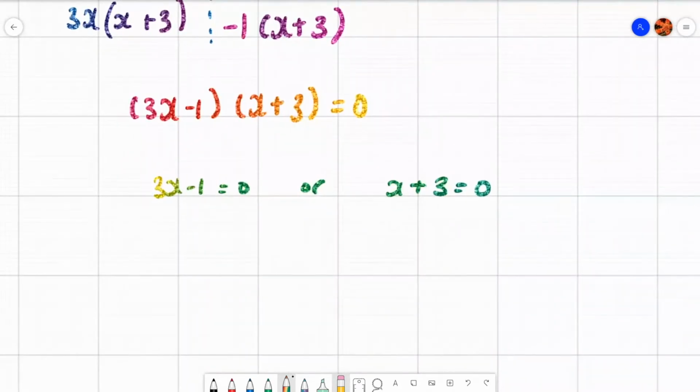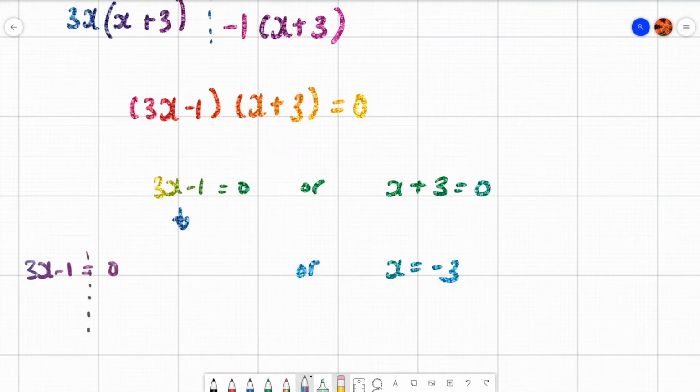Well, this one's nice and straightforward. If x plus 3 is 0, what's x? x would be minus 3. This one here you can solve as an equation, so I'm just going to do that here. I'm just going to split this down the middle. The first thing I want to get rid of is the minus 1.